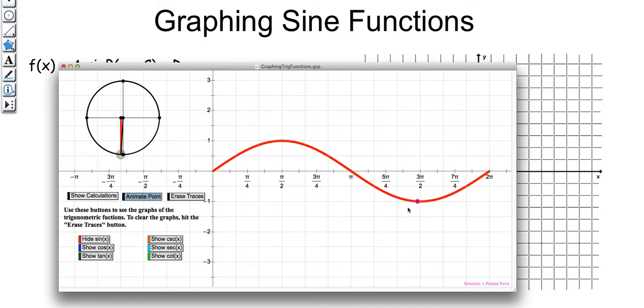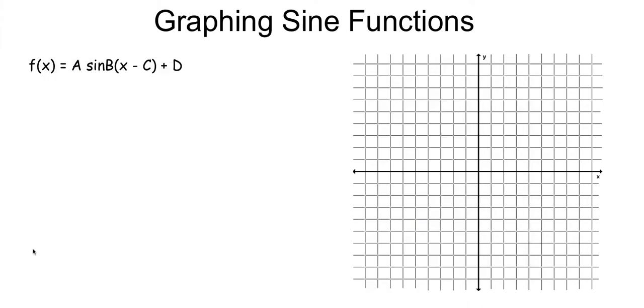Now, a traditional sine graph has 4 main things that influence the way the graph looks. If we consider the function f of x equals a times the sine of b times the quantity x minus c, plus d, then a, b, c, and d all have a different influence on the way the graph looks. x is our independent variable, or input, and f of x is our dependent variable, or output. But a, b, c, and d are usually numbers that influence the way the graph works.